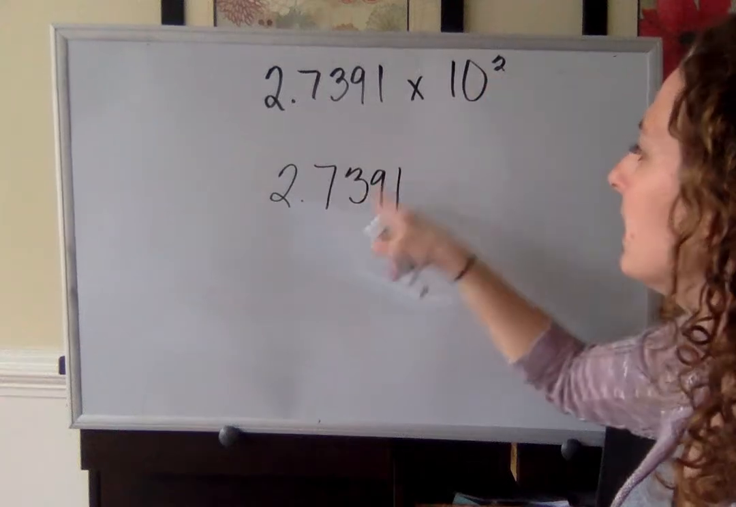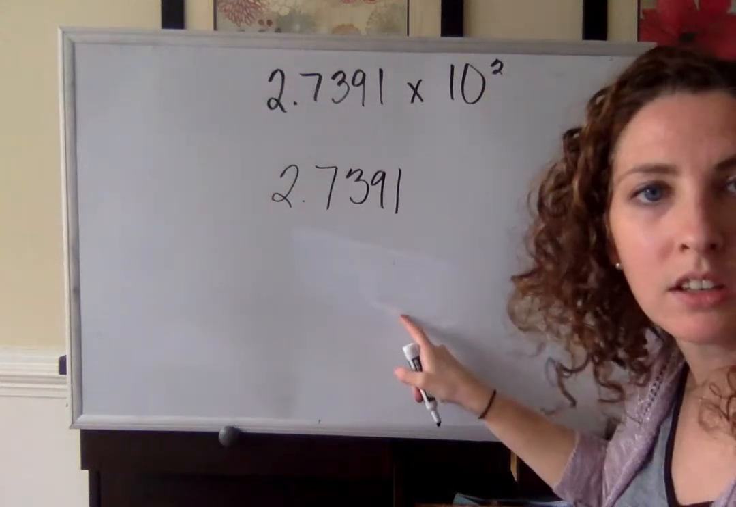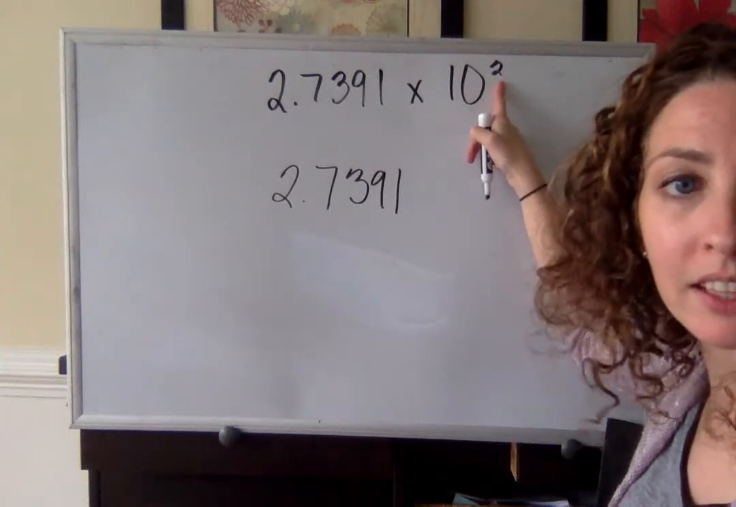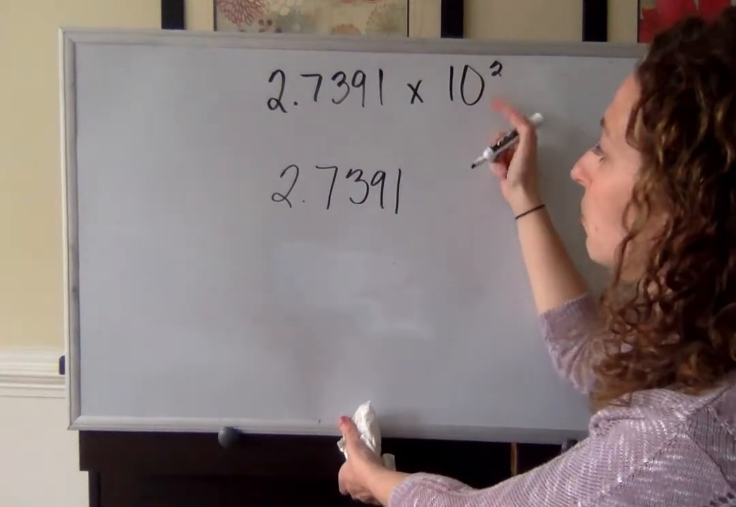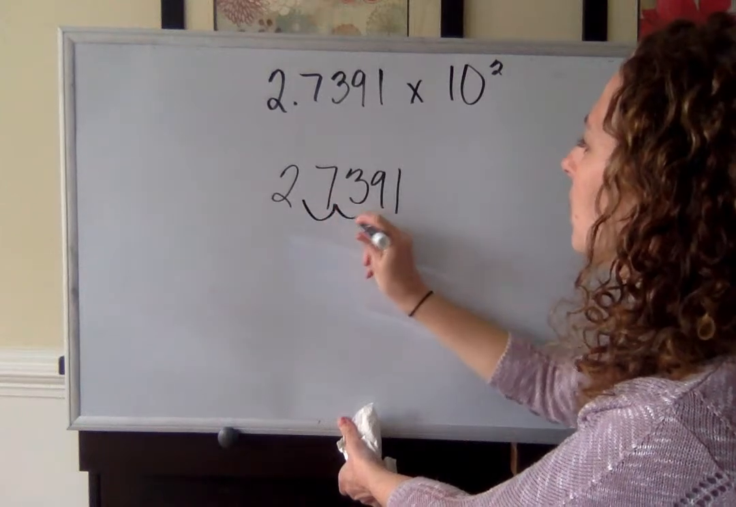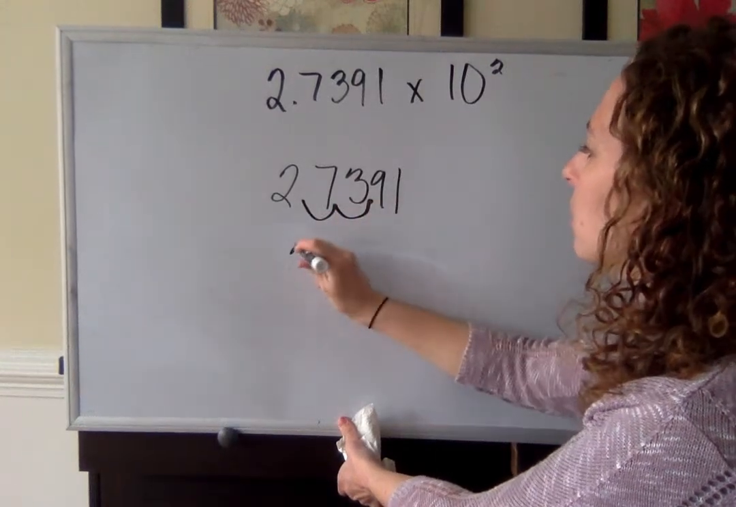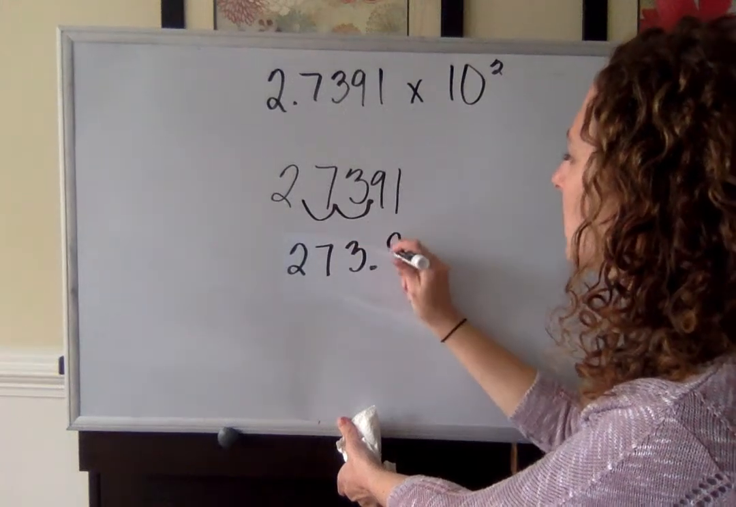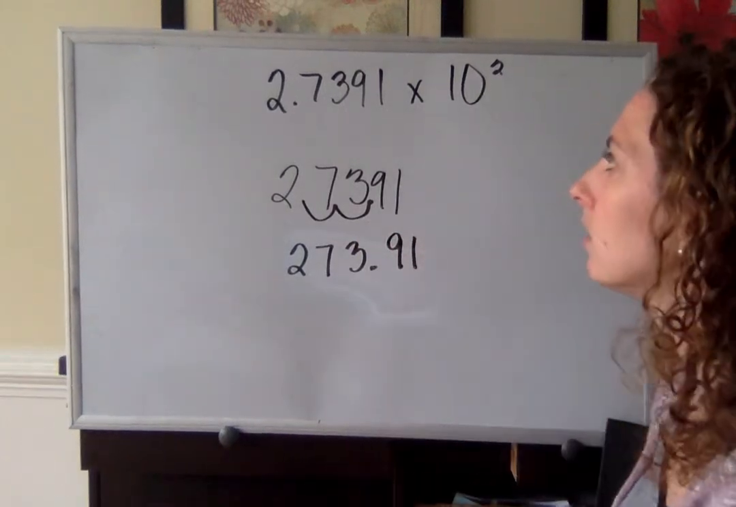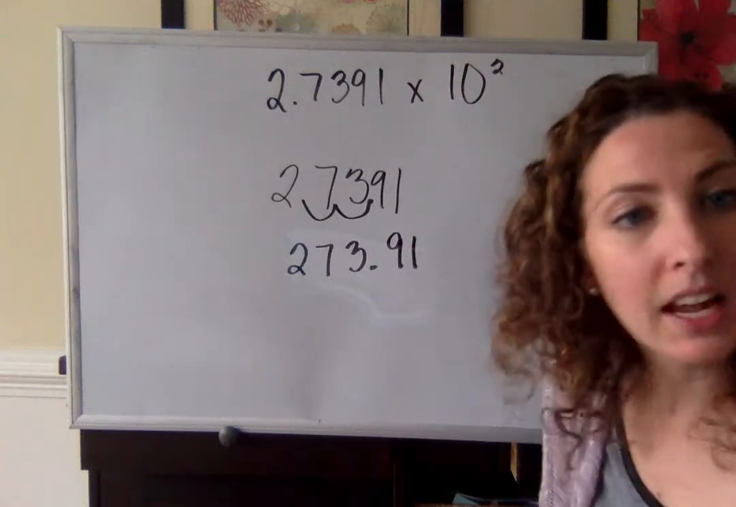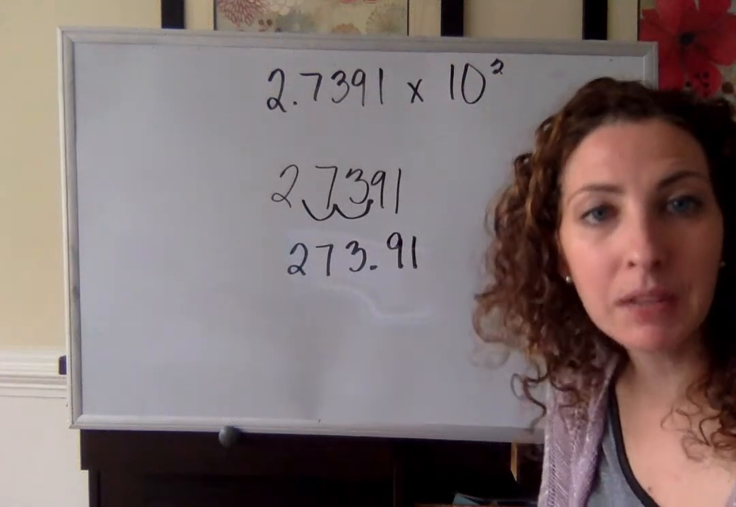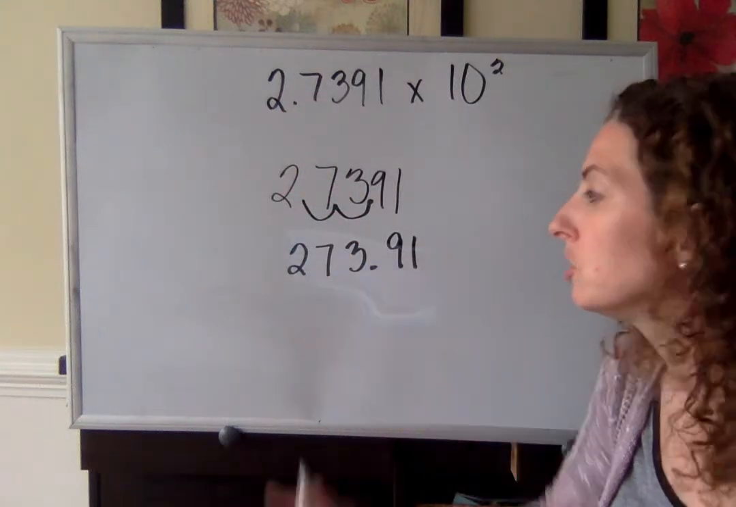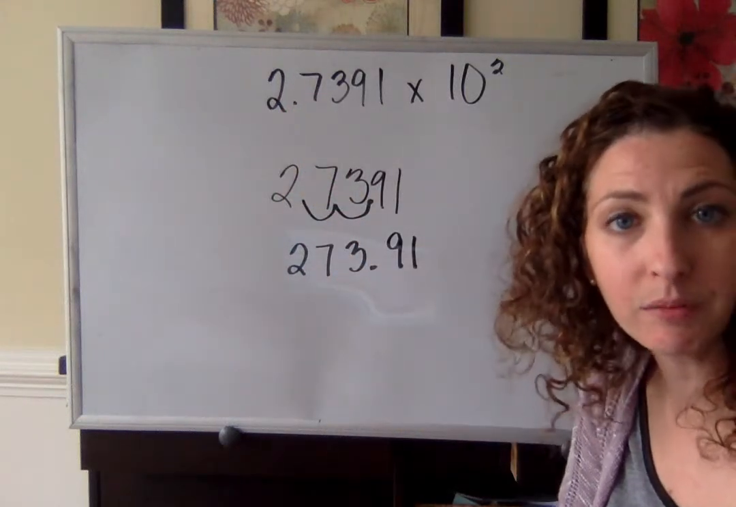And I'm going to move my decimal how many spots? I'm going to find out by looking at my exponent, that little number there. That tells me I'm moving it 2, 1, 2. So my new number is going to be 273.91. Okay? Pay attention to how my number got bigger. I started at 2.7. Now I'm at 273, all right?